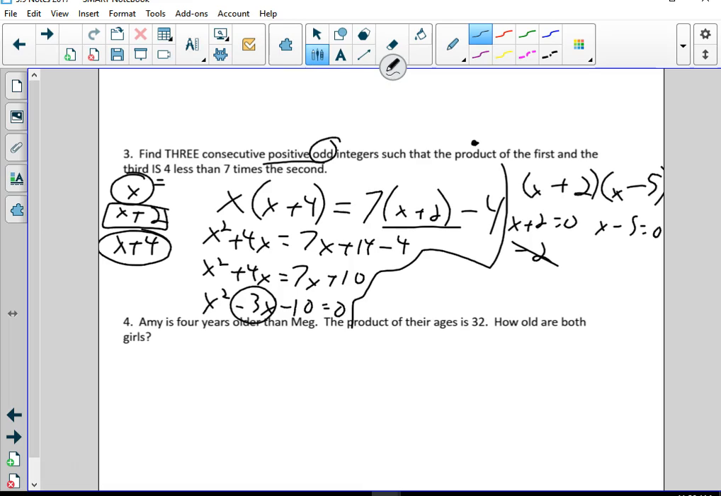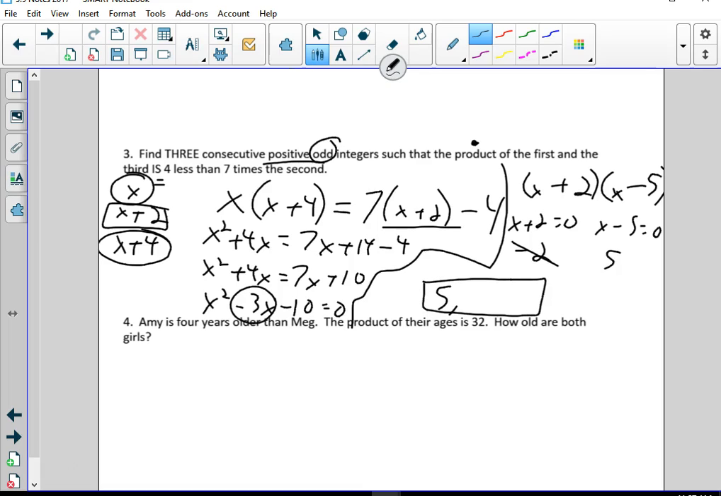If it didn't have that stipulation of 3 consecutive positive numbers, then I would do negative 2, 0, and 2. Those would be my 3. But I don't want any negative numbers, so that gets thrown out. And then here's 5. So my answer is 5.